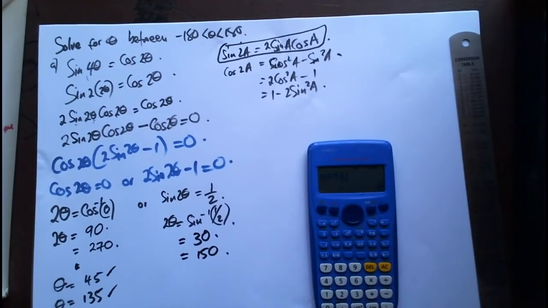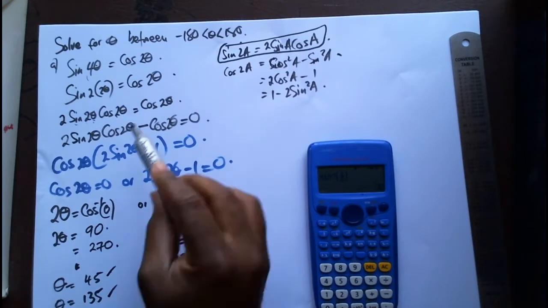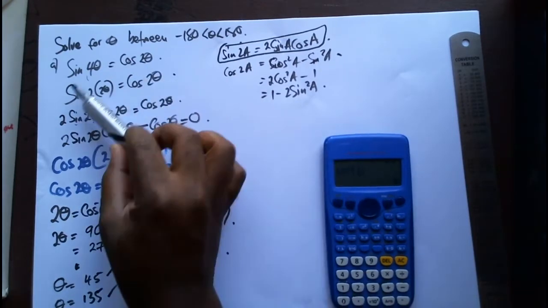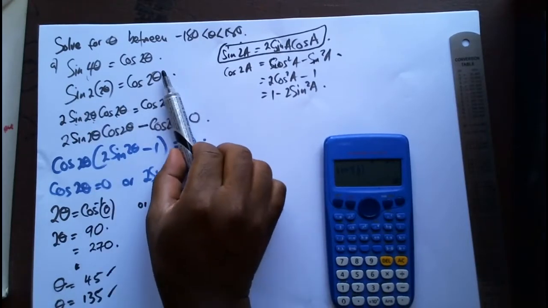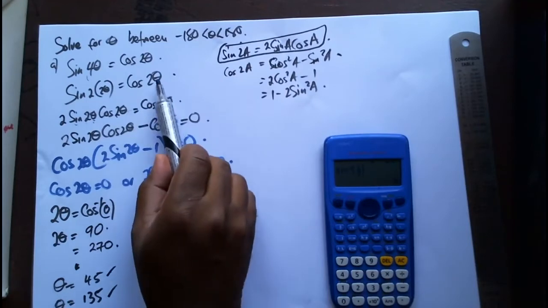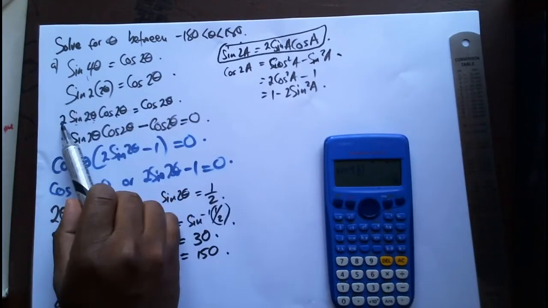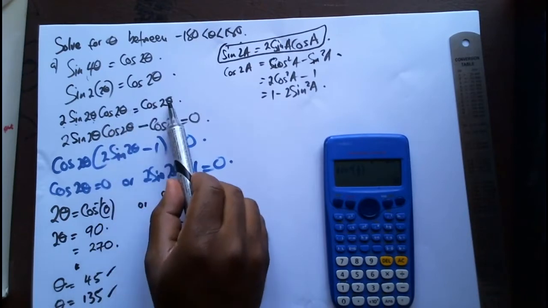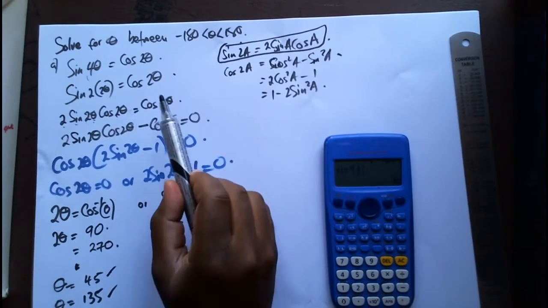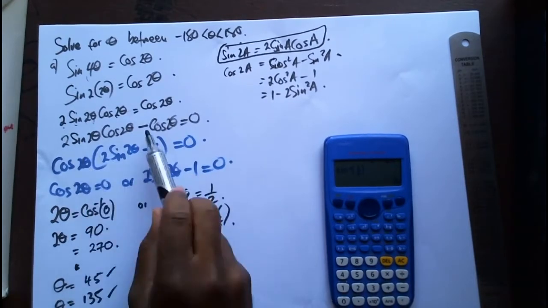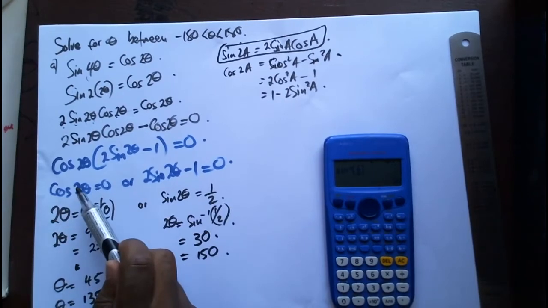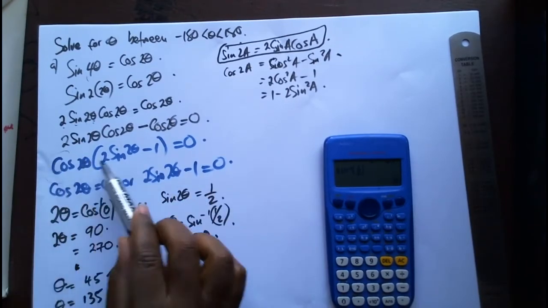Why didn't we use the identity for cos, what's the name? Cos 2a? I did not use the identity for cos 2a here because I immediately realized that I can put the cos 2 theta on this side. When I expanded this one, it gives me 2 sine 2 theta cos 2 theta is equal to cos 2 theta. So I immediately realized that if I take this cos 2 theta and put it on the other side, I can easily factorize cos 2 theta and come outside. Then I can say cos 2 theta is equal to 0.